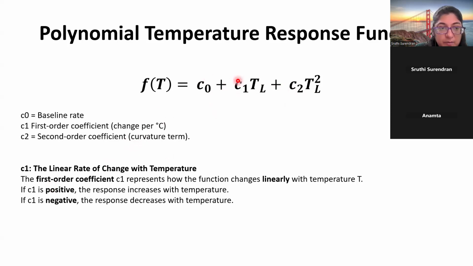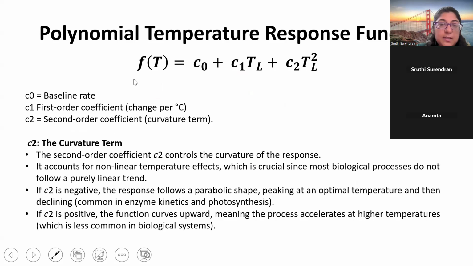The first order coefficient, C1, depicts how this function will change linearly with respect to temperature. So if C1 is positive, the function will keep on increasing. If it is negative, it will keep on decreasing with temperature. In the same way, C2 is the second order coefficient, accounting for the non-linear temperature dependence. You can see this function f of T will vary in a non-linear fashion.